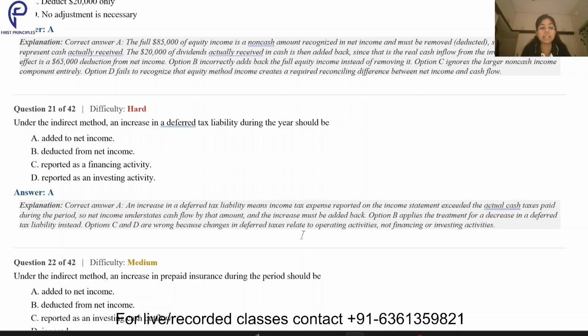Why? Because an increase in deferred tax liability means what? The income tax expense reported on my income statement is actually higher than the actual cash we paid during the period. So that's why my net income is lower. It has been understated. So that's why we need to add it back to my net income, in order to fix the extra amount of expense we recorded over there. So that is why option A is my correct answer.